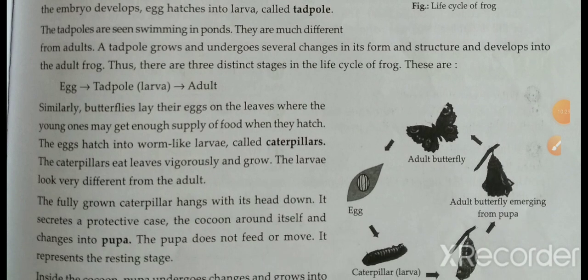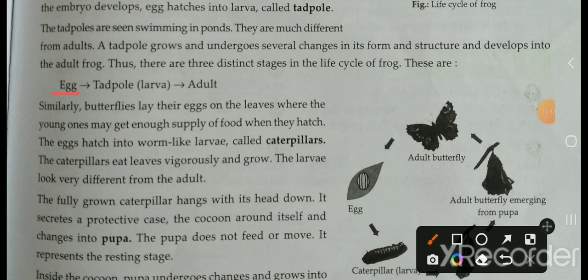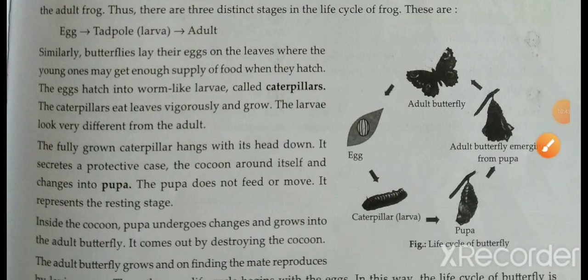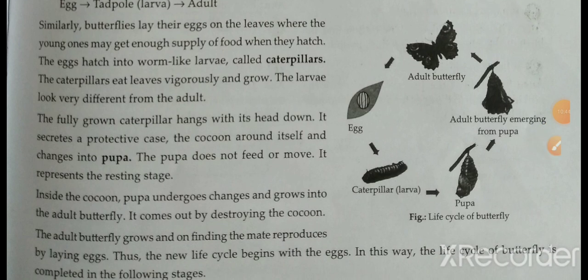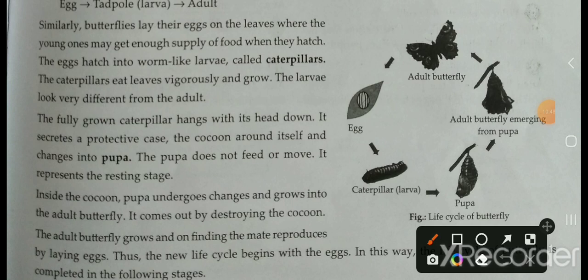So what are the stages here? We have the egg, next the tadpole, also called the larva, then the adult will develop from the larva, as shown in the given picture. The life cycle of the butterfly is also similar, but instead, from the egg we have the caterpillar larva, then it will enter the pupa stage, and from the pupa stage the butterfly will emerge. So this is the difference between the frog and the butterfly life cycle.